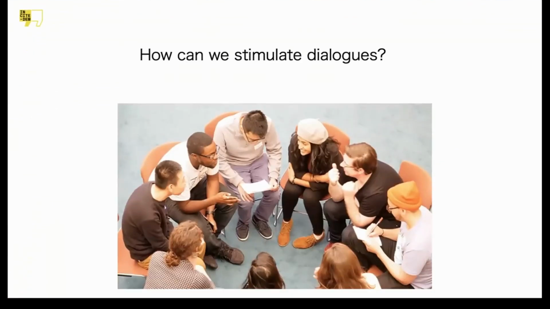So the big question now is, how can we stimulate dialogues? And we think that exercises like this with paperclip games and with simulation models open a perspective on the group level rather than on the individual level when you talk about projects. It is important to become aware that other people may have valid but different perspectives.